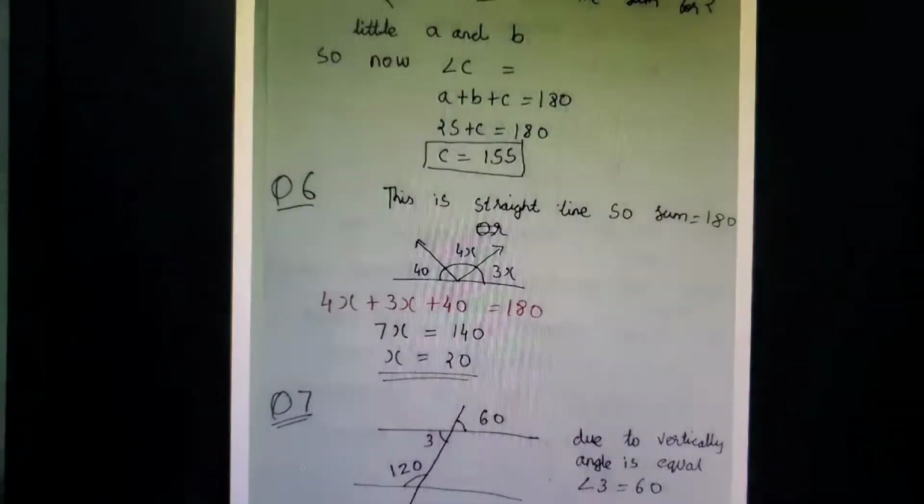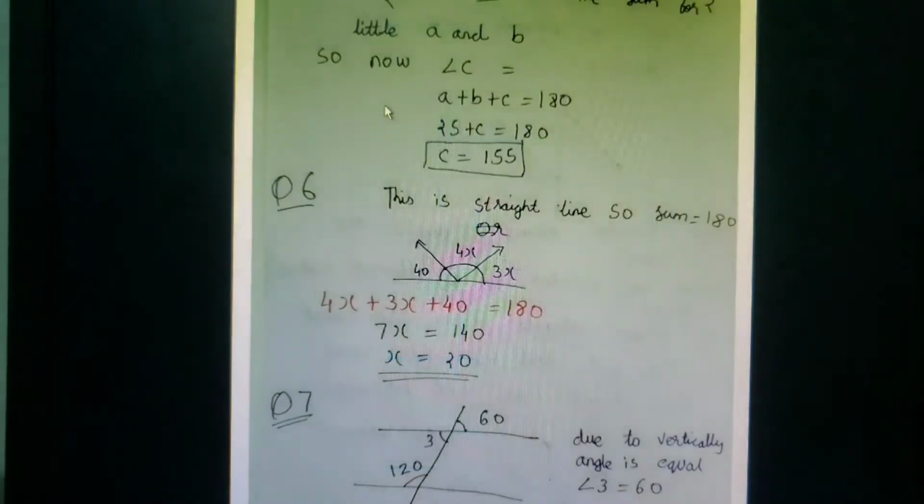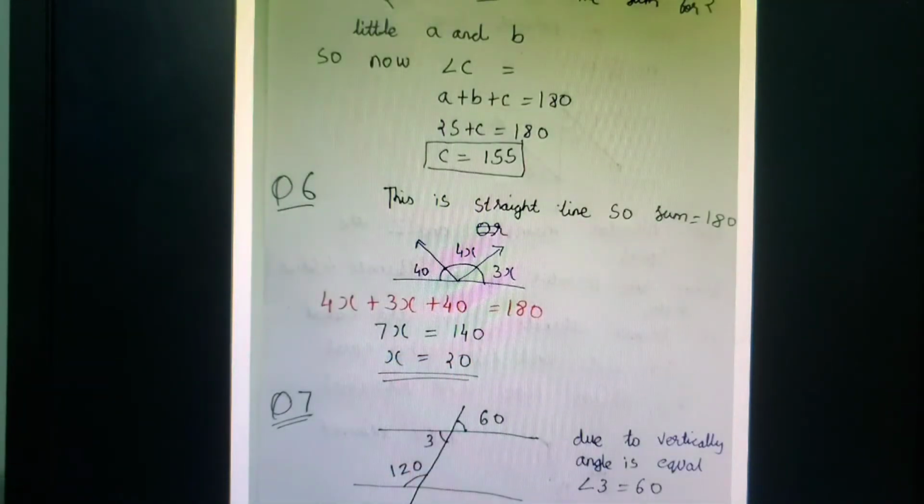Watch carefully and completely. Now moving to question number 7. If angle 1 is 60 and angle 6 is 120, prove that lines M and N are parallel. This is a proving question. N is this and M is this, and this is angle 1 and this is angle 6. Angle 1 is 60 and angle 6 is 120. Here is our question.